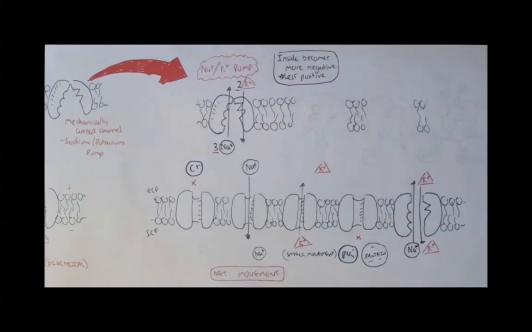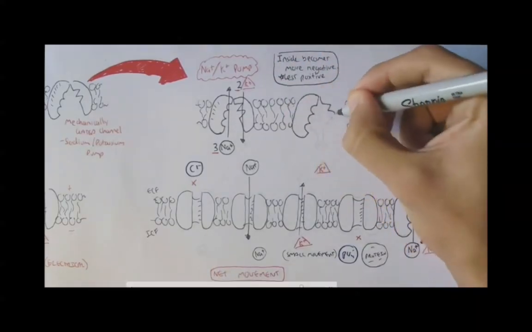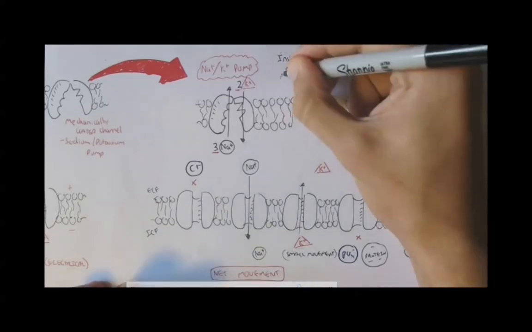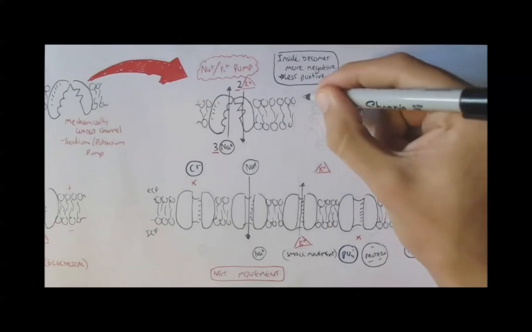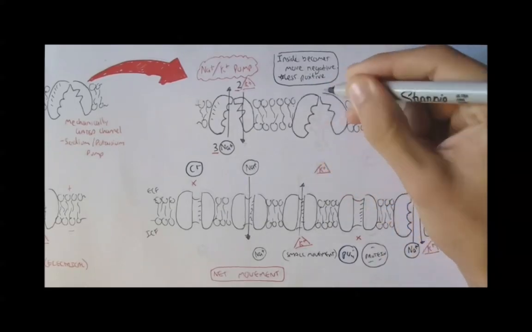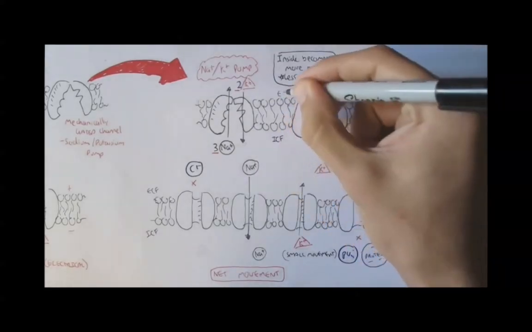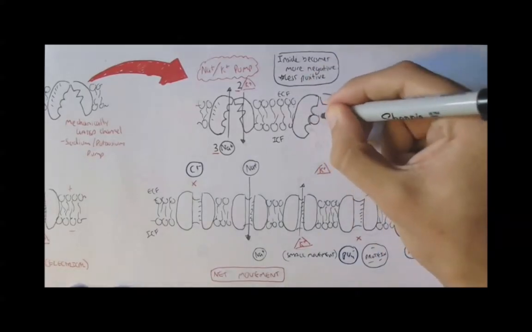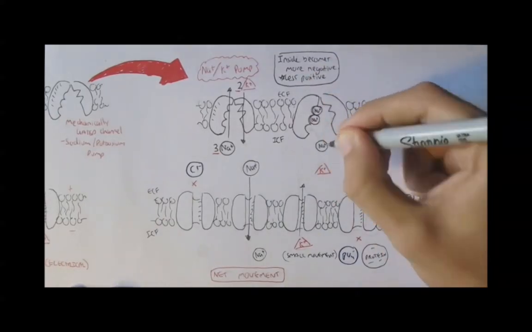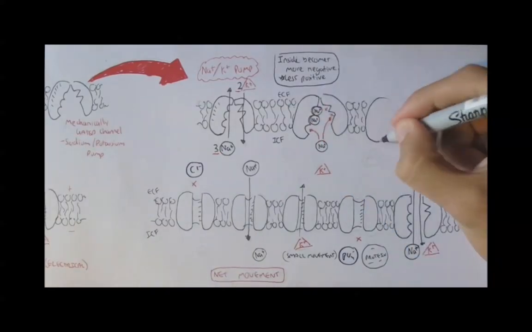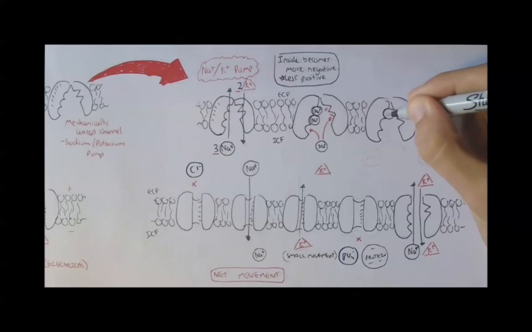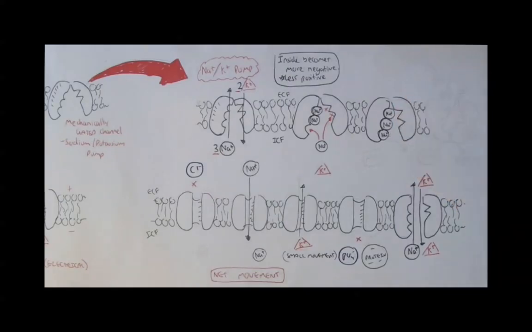So let me describe how the sodium-potassium pump functions. Here we have the sodium-potassium pump. First, sodium ions inside the cell will bind to the pump, like so, 3. It won't bind here because that's for potassium. So it binds here, and so 3 sodium ions have bound.